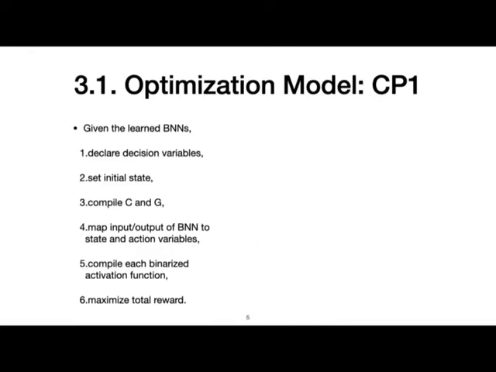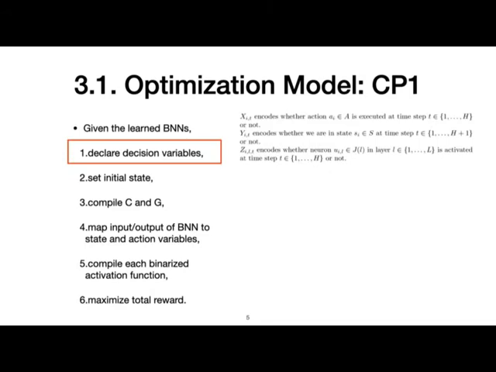The first contribution of this paper is the new CP model. Given the learned BNNs, we're going to declare 3 sets of decision variables. The first set of decision variables, x_it, will encode whether action a_i is executed at time step t or not. The second set of decision variables, y_it, will represent whether state variable s_i at time point t is true or not.